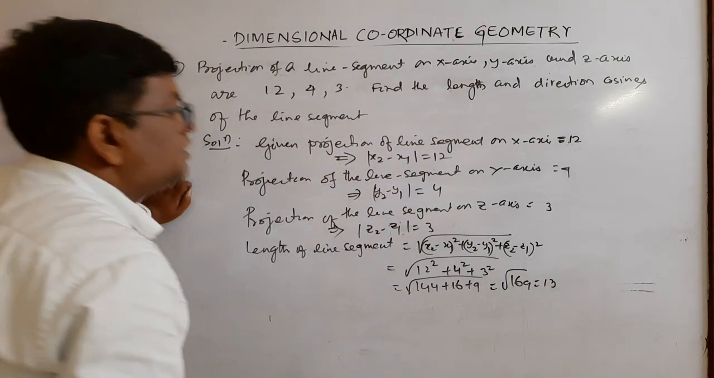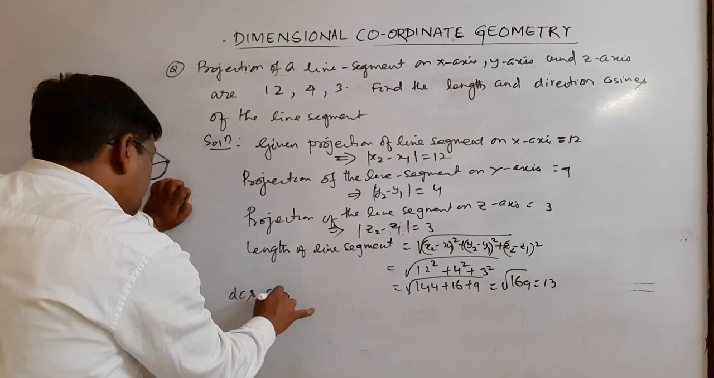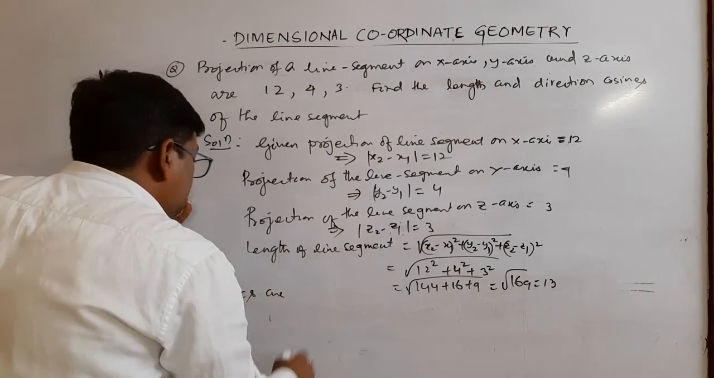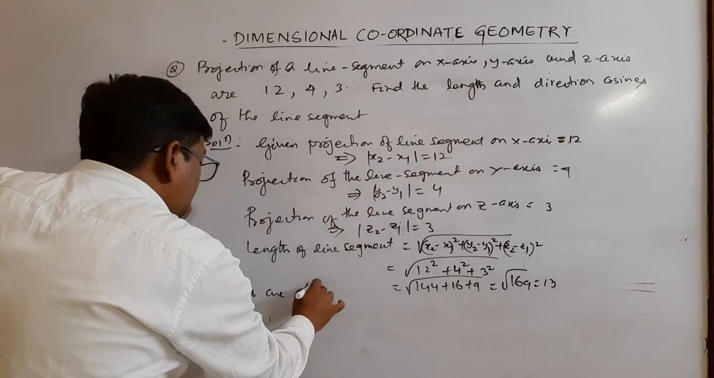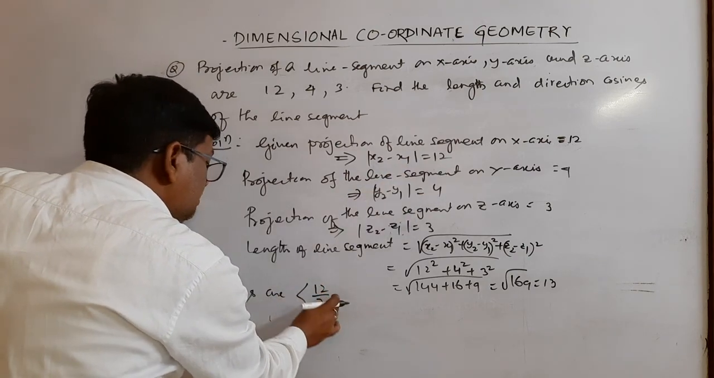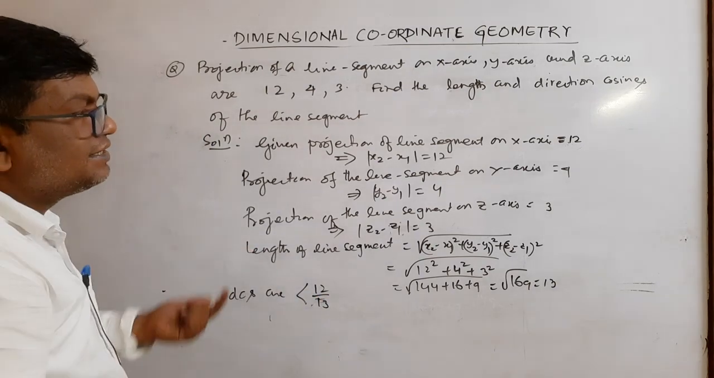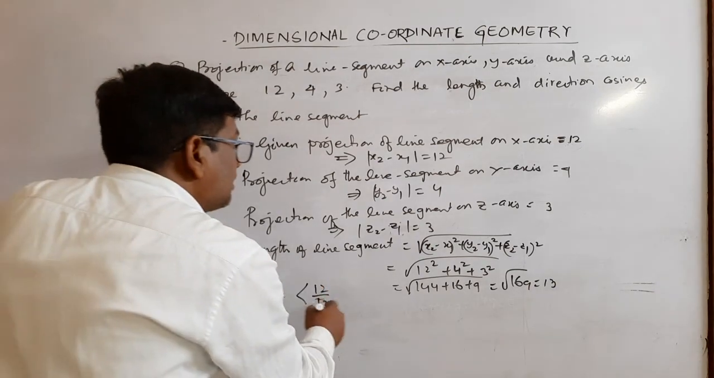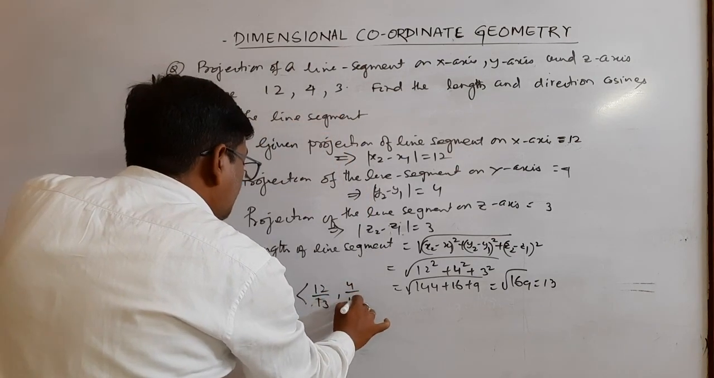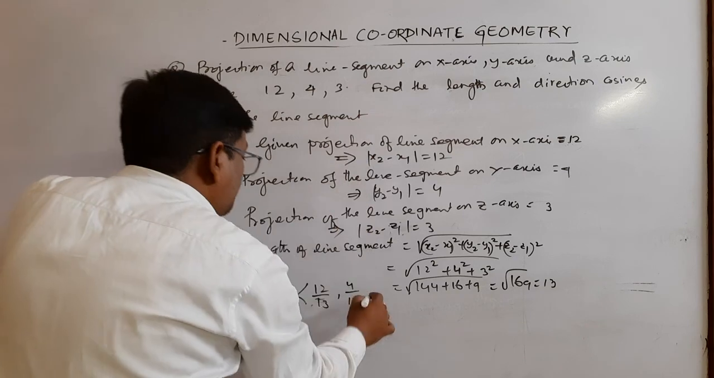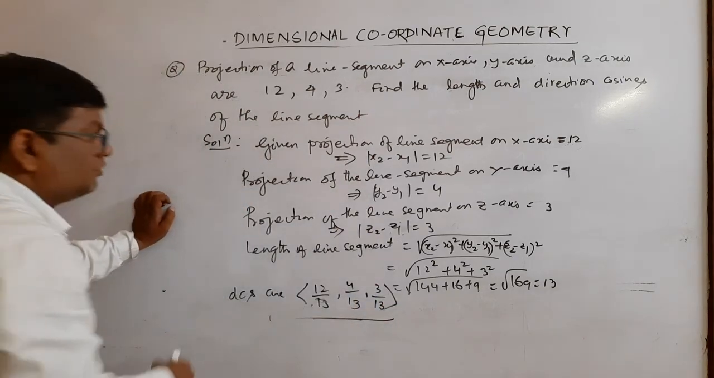So the DCs are equal to the projection of x, 12, by length. Length is 13. Projection by distance is equal to DCs. So 12 by 13, then 4 by 13, and 3 by 13. These are the DCs, direction cosines of the line.